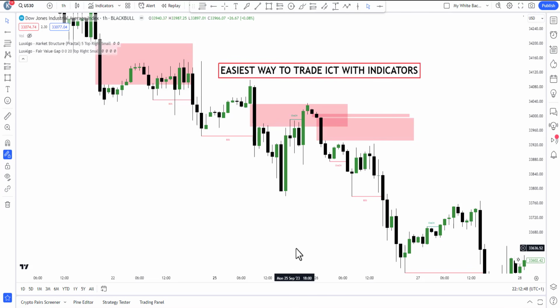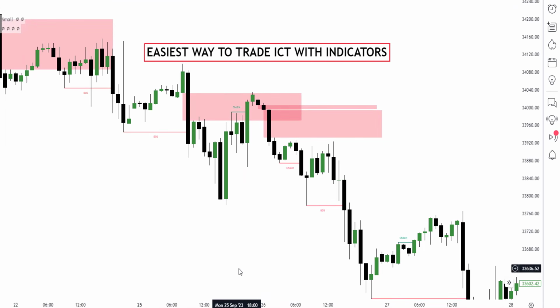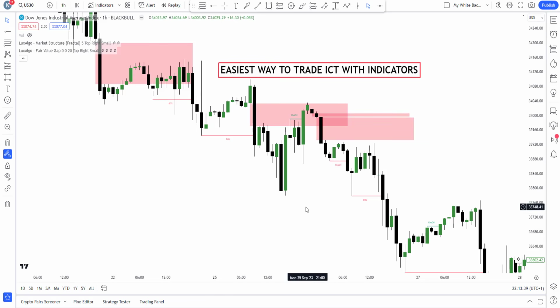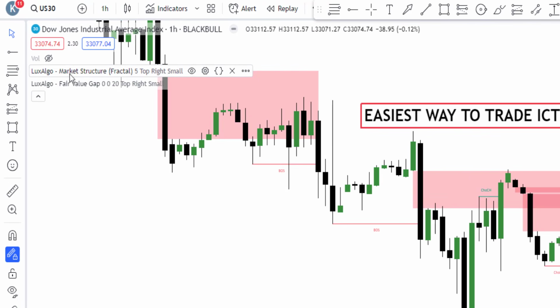In this video, I'm going to show you one of the easiest ways to trade ICT concepts with these free ICT indicators on tradingview.com. Let's get into the video. So once you come to tradingview.com, you're going to get these two indicators right here. The first one is market structure fractals by Lux Algo, and then fair value gaps by Lux Algo.